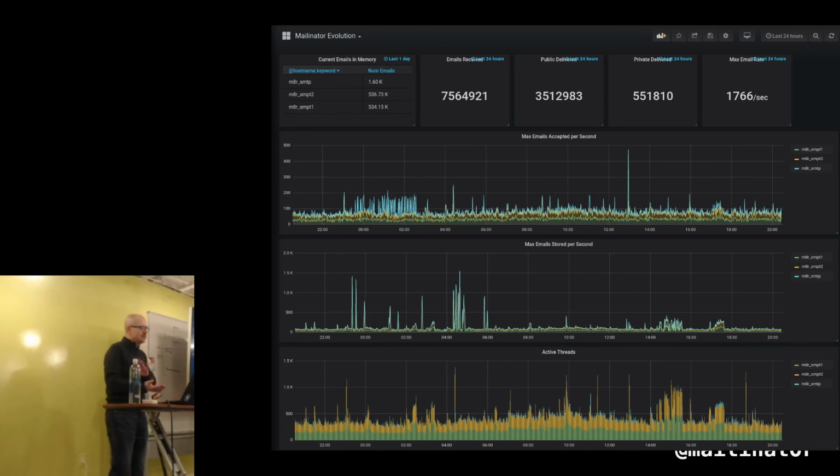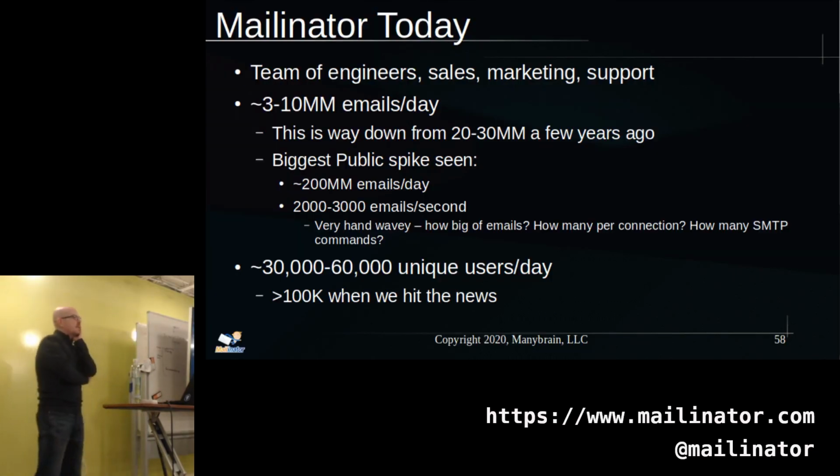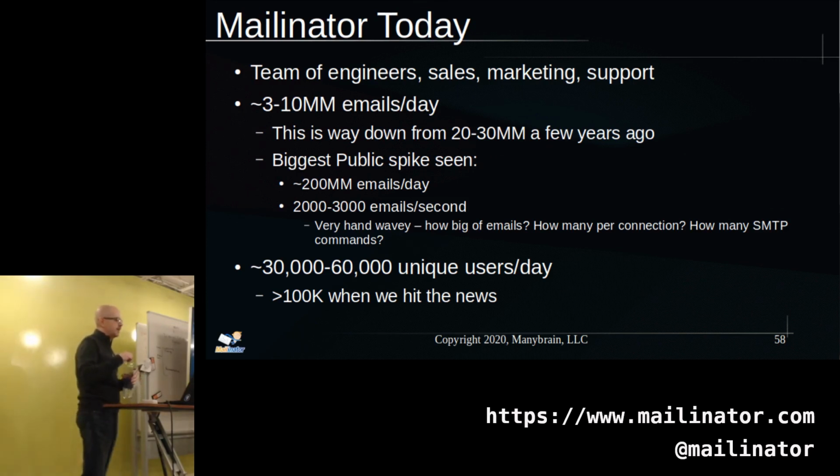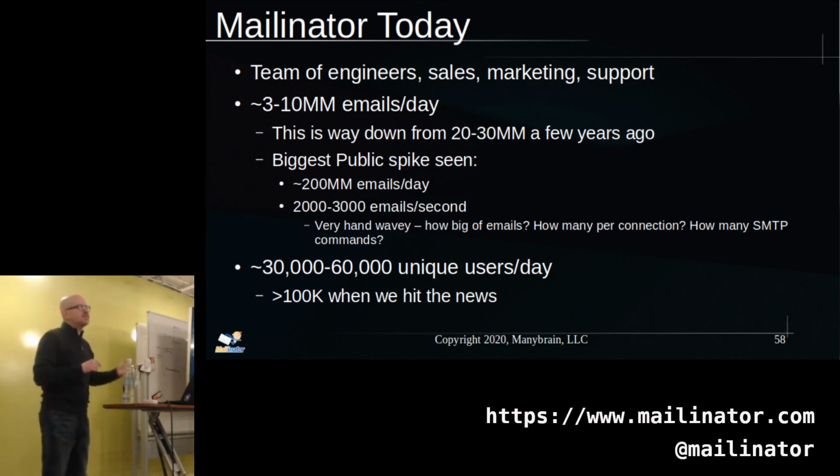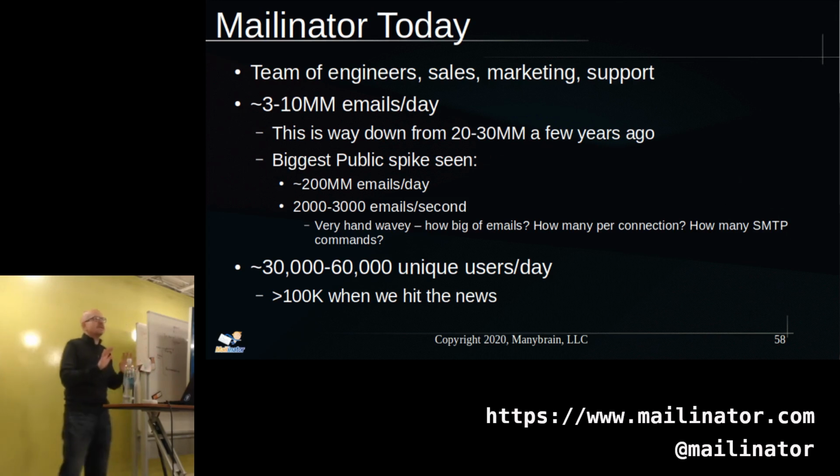Clearly not all, but so MailHitter today, we have a team of engineers, we actually have sales, we have marketing, we have support, about 3 to 10 million emails a day, depending, of course, way down from 20 to 30 million. Biggest public spike I ever saw was 200 million in a day, and about 2,000 to 3,000 emails per second. And you gotta be really careful with that. When I say 2,000 to 3,000 emails per second, how big were the emails? Clearly they have to be small, even if I'm talking about such numbers, right? How many SMTP connections? How many different IPs came in? So it's very hand wavy. Don't get too caught up that there's some quote that that's what we're doing. But that is what we received those days. About 30 to 60,000 users on a regular day, 100K if we hit some news.